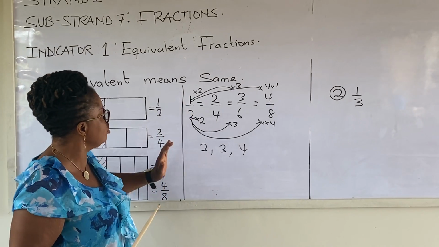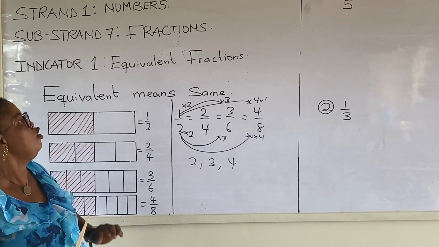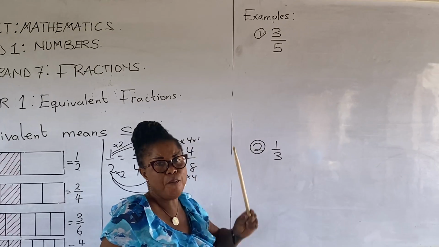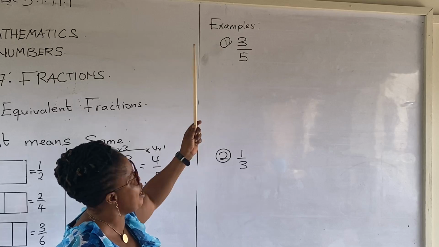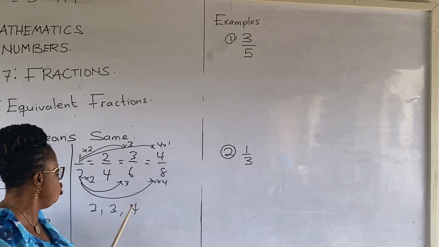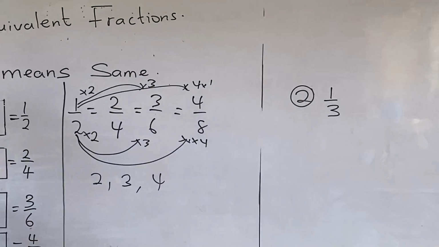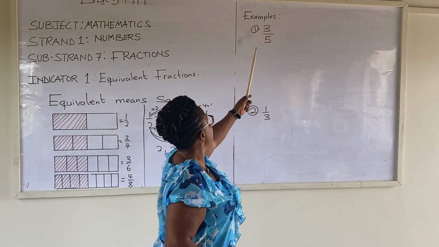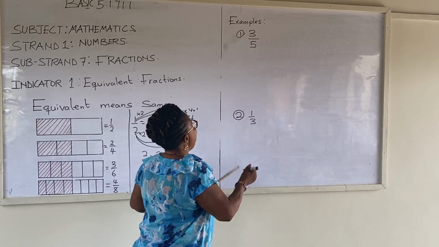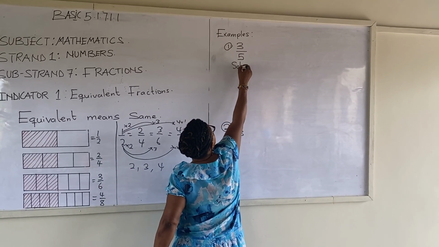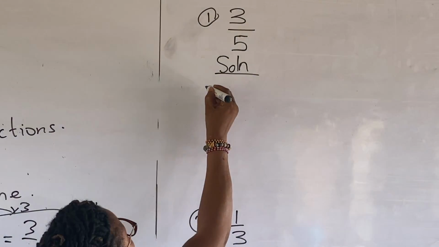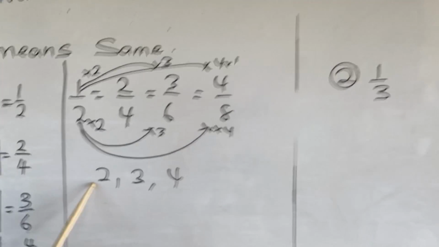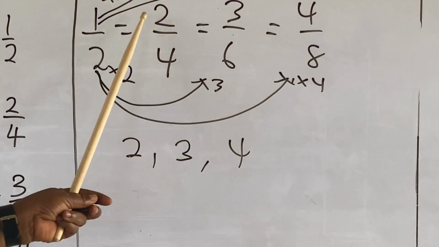Now, we are going to use this knowledge gained here to work out equivalent fractions for these examples. Now, let's look at 3 over 5. We are going to use 2, 3, and 4 because we are going to find 4 equivalent fractions for 3/5. So, our solution. This is how we go. So, 3 over 5 is equal to the first one. We are going to work with 2 as we did here.